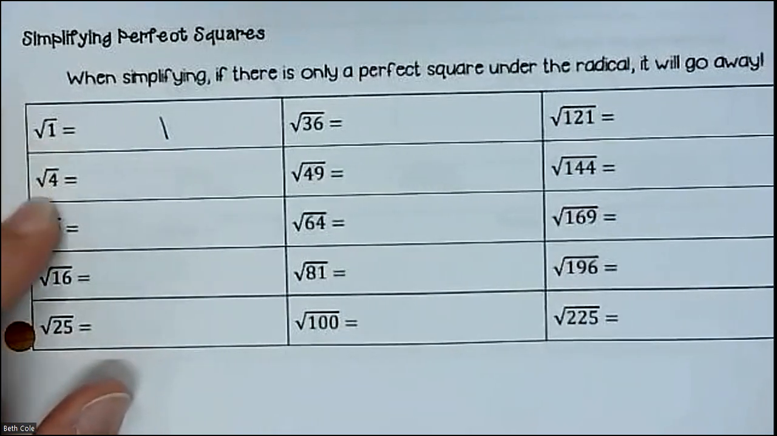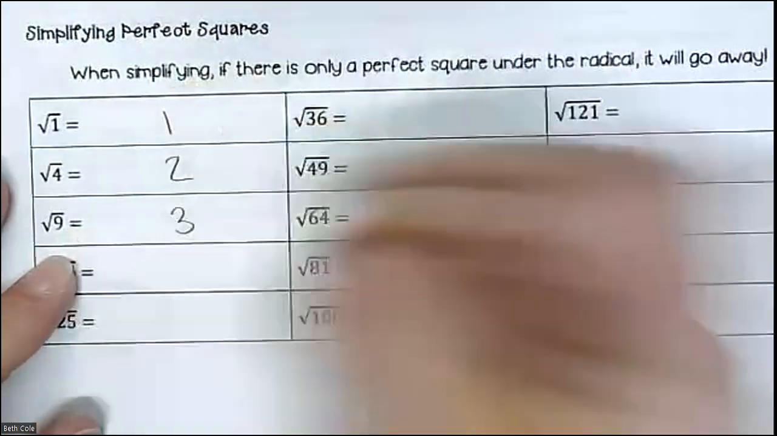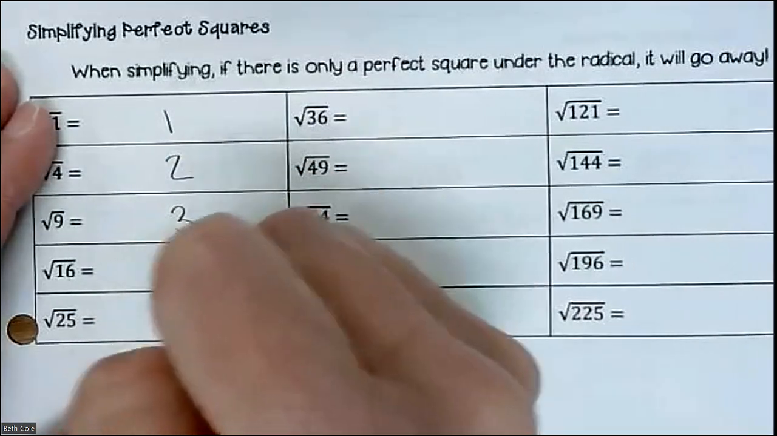So what would be the square root of 4? It'd be 2. And yes, this is going to be 1, 2, 3, 4. But do you see what's going on? Do you see how it's backwards?